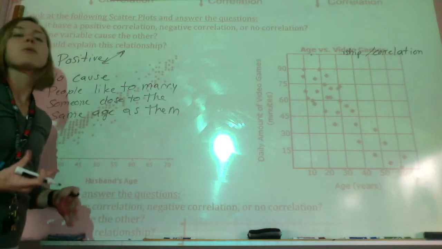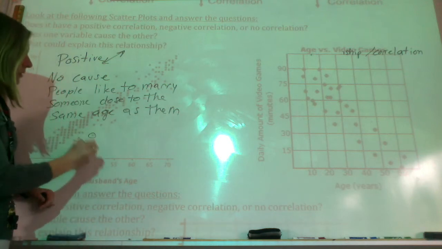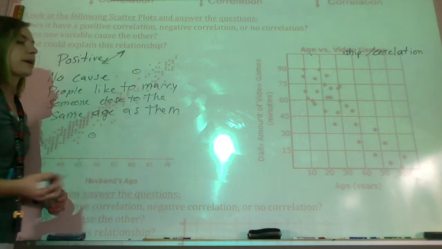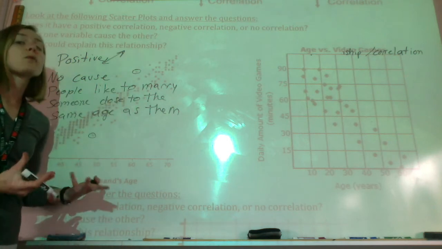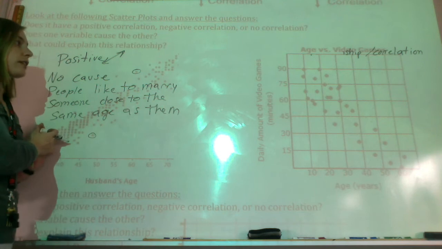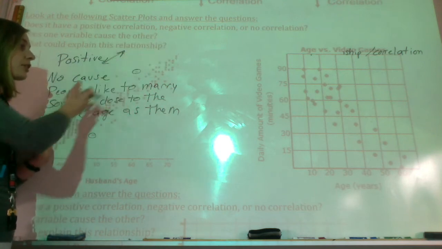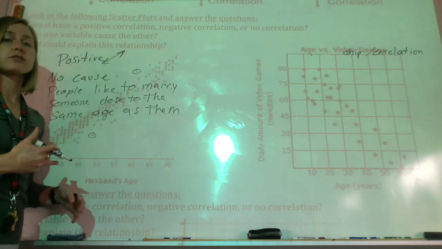And of course, there's what we call outliers. There's people out here and out here who are marrying someone a lot older than them or a lot younger than them. But the general trend, the general population tends to marry people kind of close to their own age.